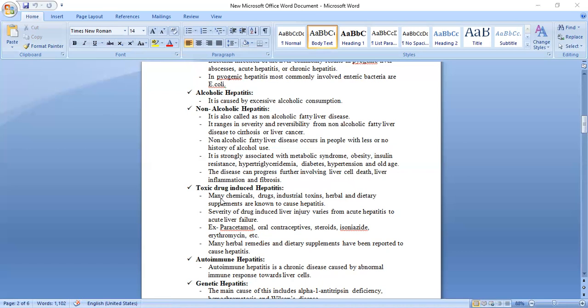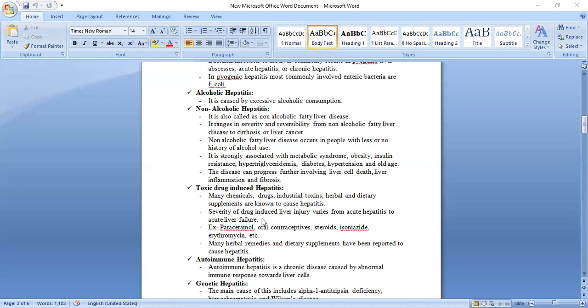So these chemicals, drugs, industrial toxins, herbal and dietary supplements, unnecessarily, do not take them, the vitamins, isn't it? Some dietary supplements, extra dietary calcium, vitamins, iron, we are taking proteins, isn't it? So do not take them unnecessarily, or this is the root cause of this hepatitis.